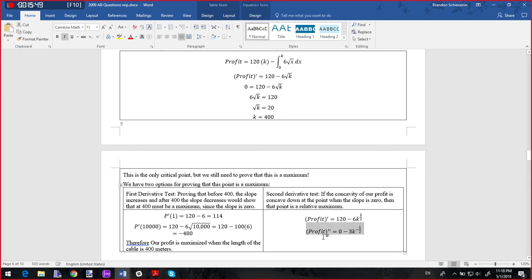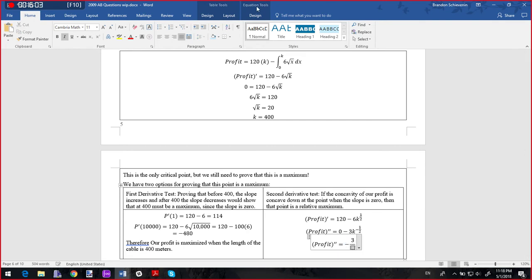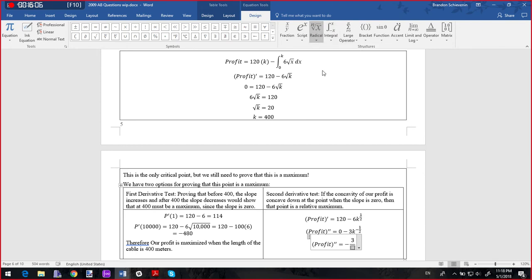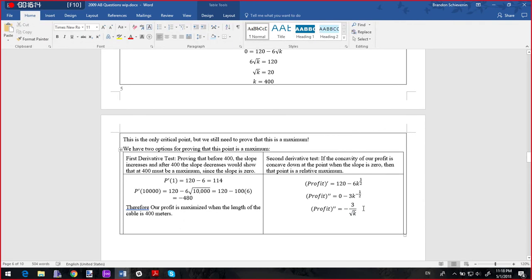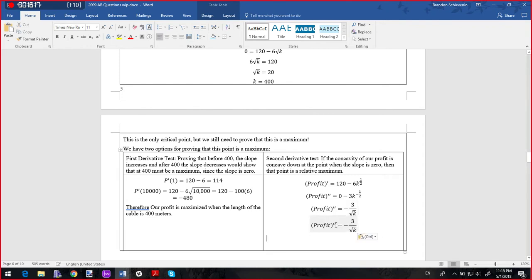Or if I wanted to rewrite that, I could say this is negative 3 over the square root of k. I think I might just have to rewrite this. Negative 3 over, there we go, root k. Okay, and then if I plug in our k value, which was 400, I can figure out what the concavity is at that point. So I could say the second derivative at the point 400 is equal to negative 3 over square root of 400, or negative 3 over 20.